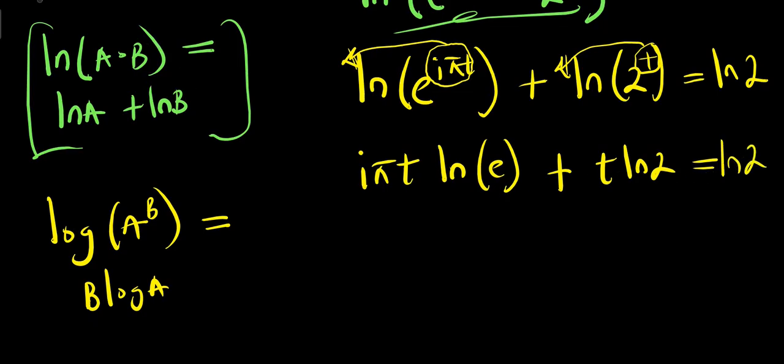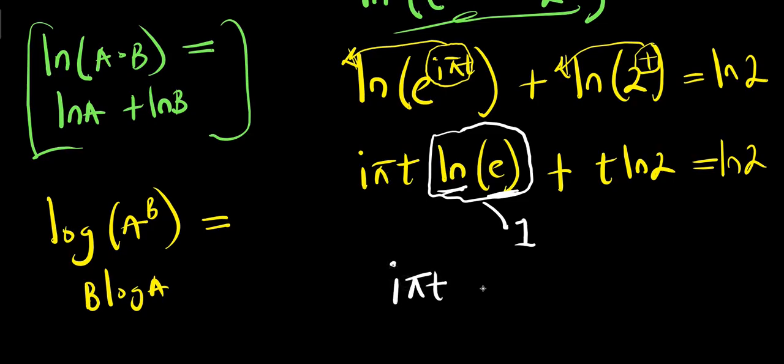Now, you need to take notice of the fact that ln of e will give you 1. So ln of e is equal to 1. So what we are going to have left is just i times pi t plus t ln 2 equals ln 2.